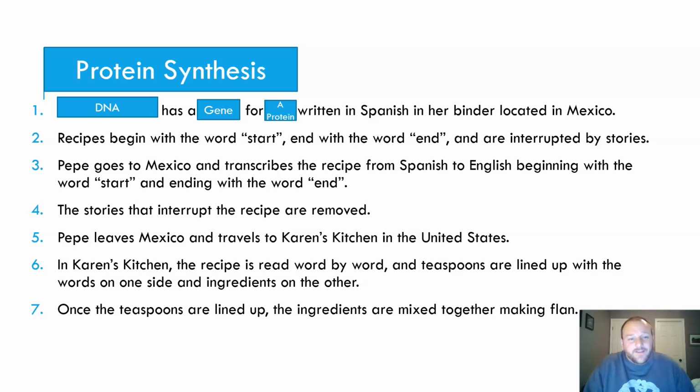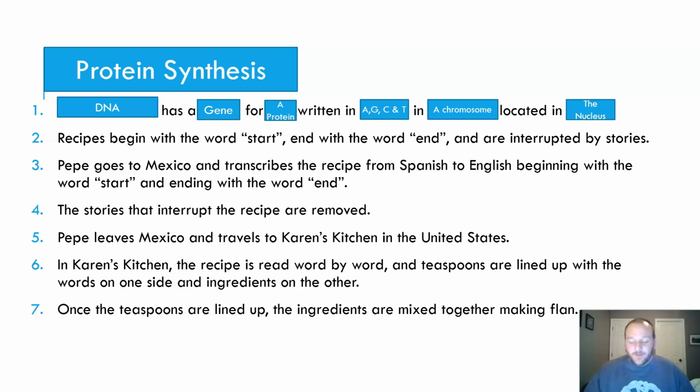So DNA has a gene for protein. It's not written in Spanish, but it's written in the language of A's, G's, C's, and T's, which is the language we use to write in DNA. If you don't understand that, go back and review our earlier lesson. It's all in her binder, which is like one big chromosome or one big stretch of DNA, and located inside the nucleus of cells.